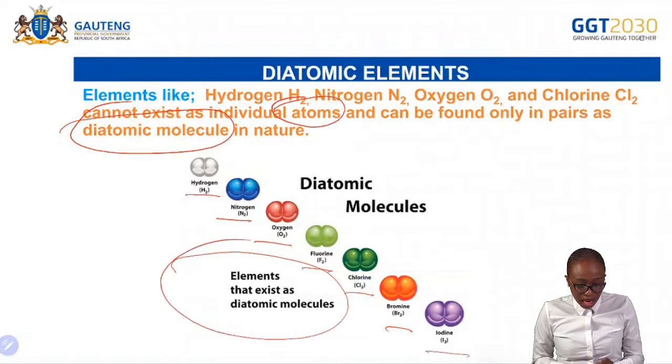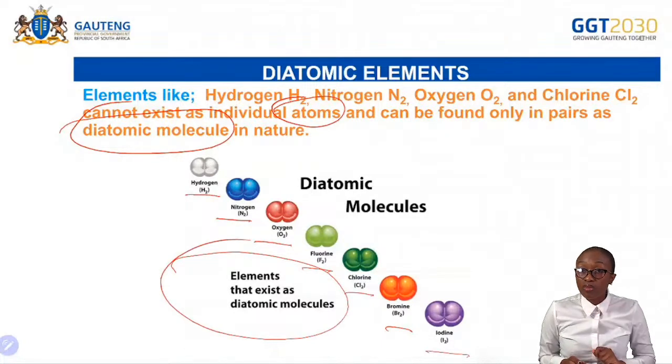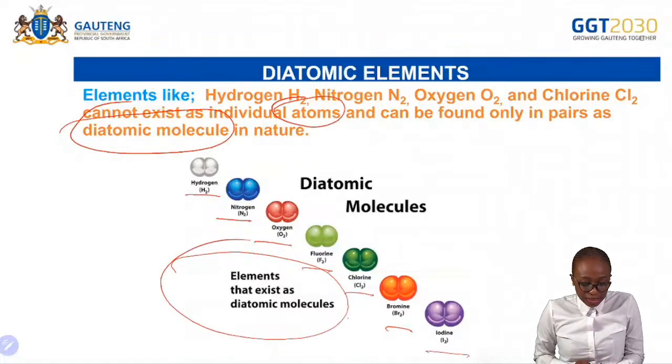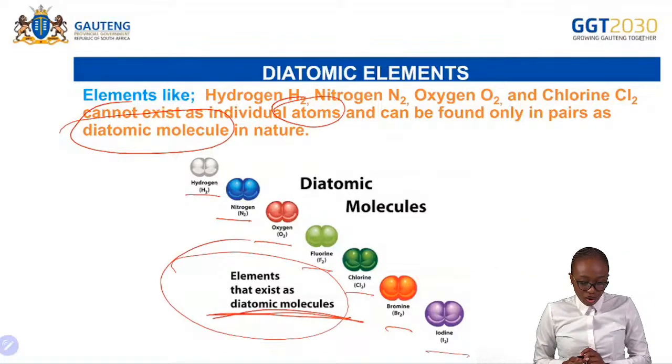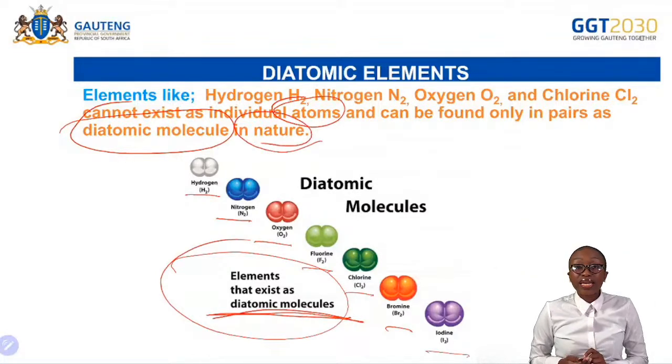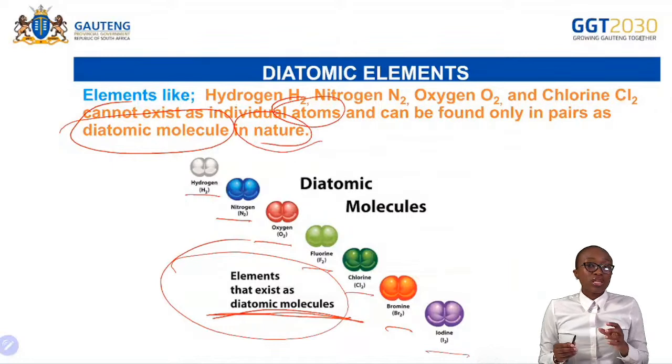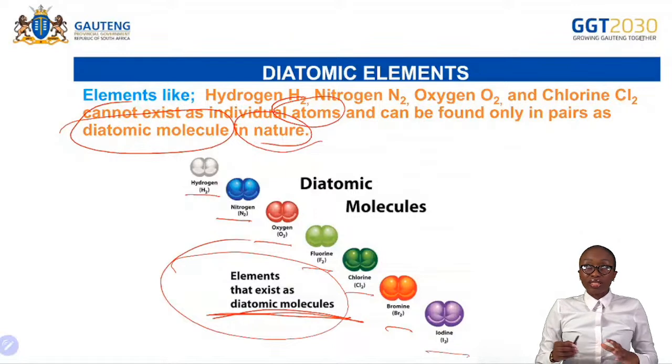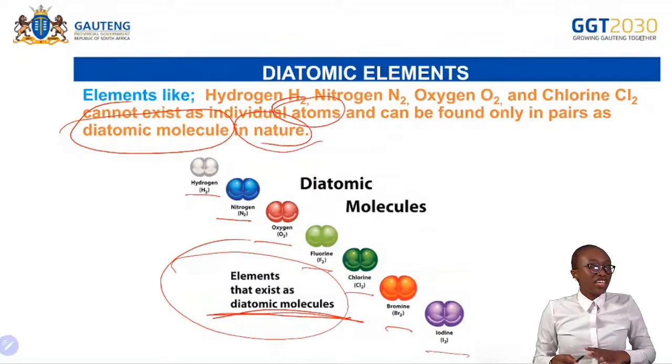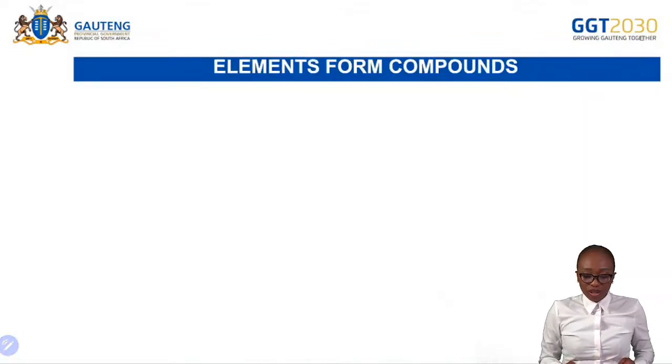These are the elements that we need to know exist as diatomic molecules in nature. So in nature, the oxygen that you breathe in is a diatomic molecule. The hydrogen that is in the atmosphere is a diatomic molecule.